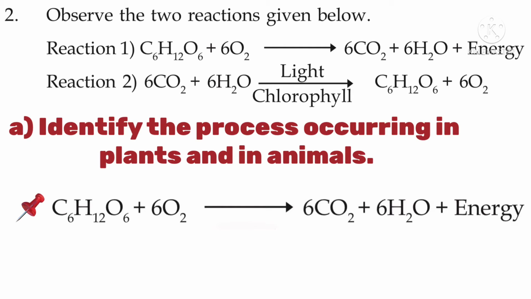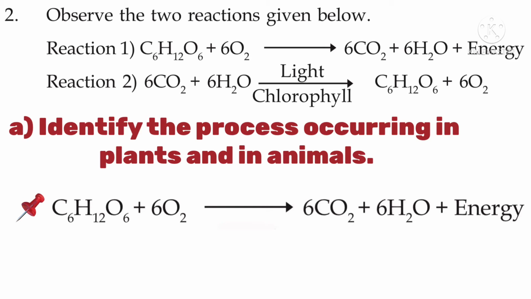Second question. Observe the two reactions given below. Reaction 1: C6H12O6 + 6O2 gives 6CO2 + 6H2O + energy. Reaction 2: 6CO2 + 6H2O gives, in the presence of light and chlorophyll, C6H12O6 + 6O2. A. Identify the process occurring in the plants and in animals.